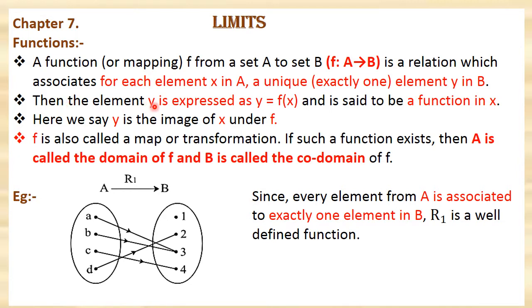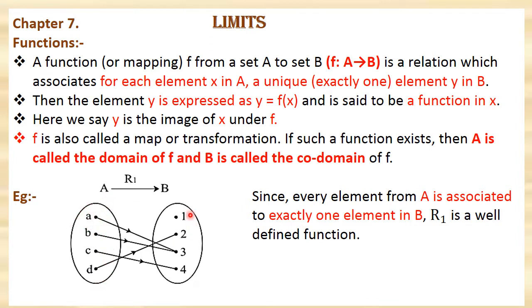Then the element y is expressed as y is equal to f of x and is said to be a function in x. We represent the straight line equation y is equal to ax plus b as y is equal to f of x. It's a function in x. Here we say y is the image of x under f. F is also called a map or transformation. If such a function exists, then A is called the domain of f and B is called the codomain of f. Let's see an example with an arrow diagram.